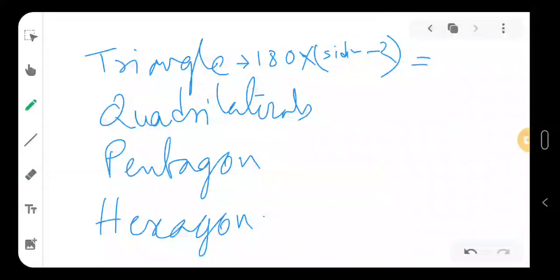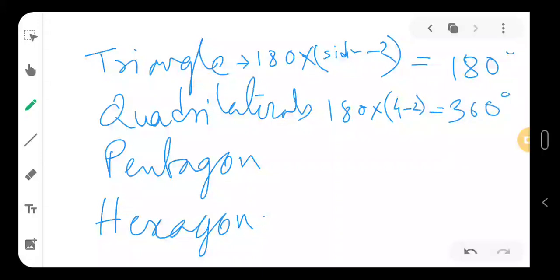That is coming 180, because the number of sides is 3 here for a triangle. Now a quadrilateral, this will be 180 into 4 minus 2, because 4 sides are there, that's why it is 360. For a pentagon, this is a formula you can see.